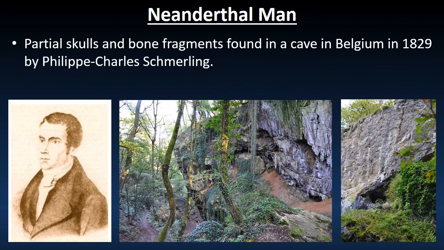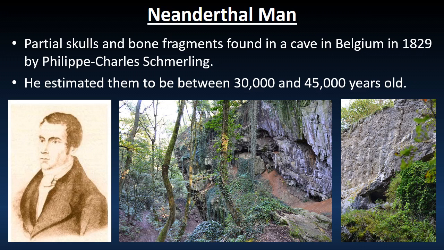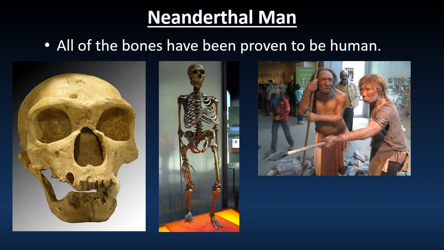Neanderthal man, we've all heard of this one. Partial skulls and bone fragments were found in a cave in Belgium in 1829 by Philippe Charles Schmerling. He estimated them to be between 30,000 and 45,000 years old. He must have had a dartboard. I mean, give me a break. All of the bones have been proven to be human bones. It's just simple, and it's easy for them to prove these things now. It's not a big deal at all.